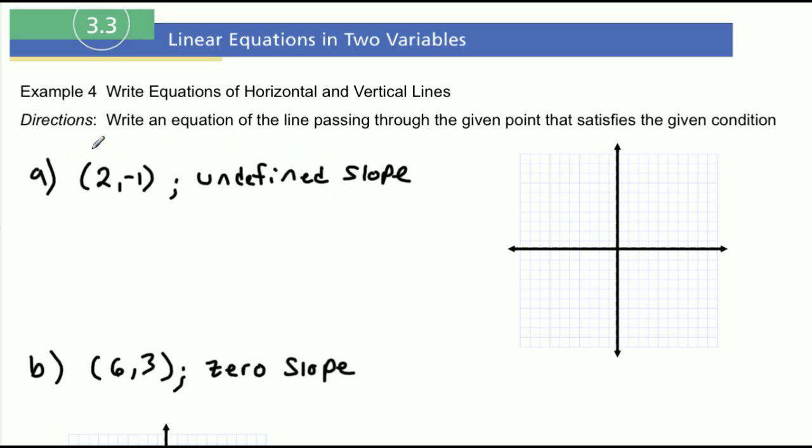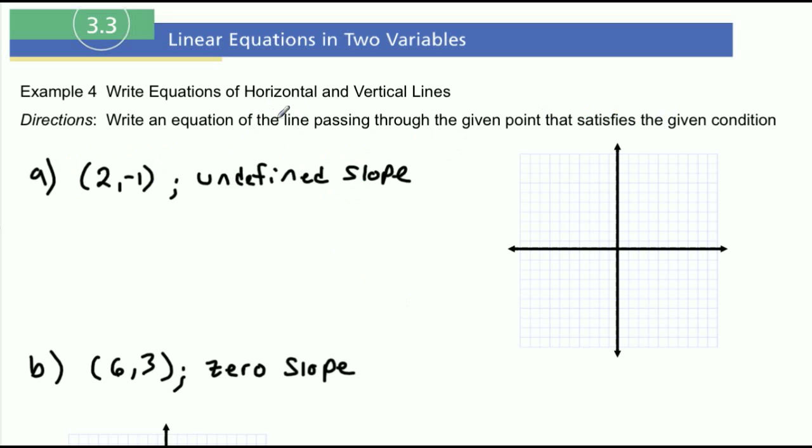In this example, we want to write the equation of the line that passes through the given point that satisfies the given condition. So let's see what's given to us. So we have a point and we have an undefined slope. So we want to write some equation that has this point and has a slope that's undefined. So let's first talk about an undefined slope.